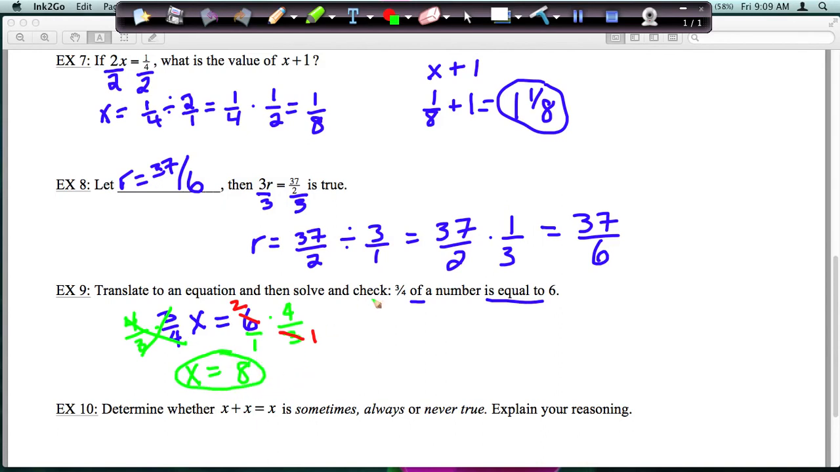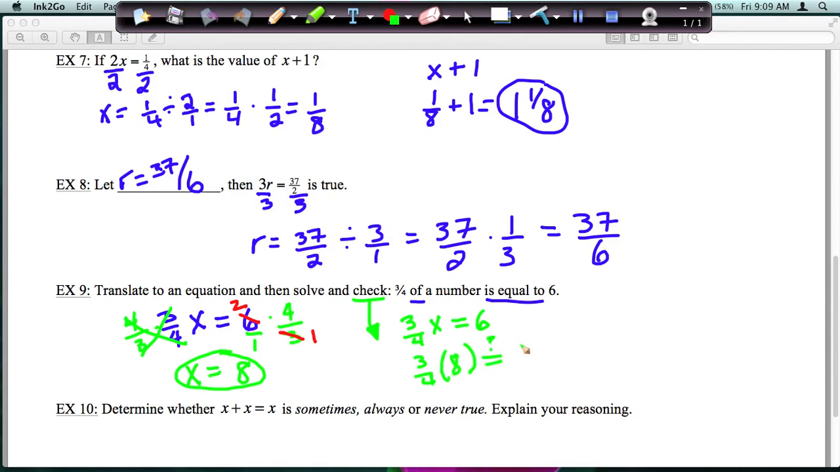It says check. This is a good thing to do on a test if you're ever worried or you sometimes get nervous on a test. So I'm just going to check my answer, and the way I do that is I go back to my original equation. I'll just write it right here. 3/4 x equals 6, and I'm going to plug in 8 for x and make sure when I do that multiplication it should equal 6.